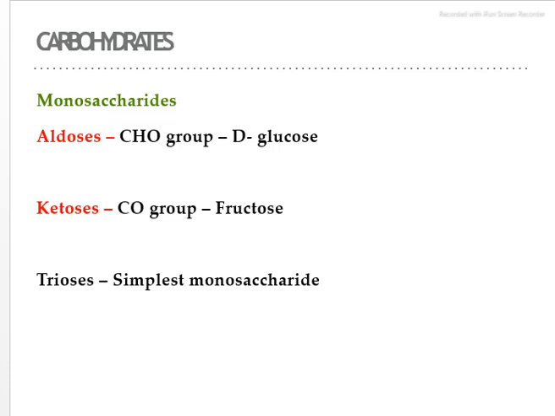So there are two types of sugar, aldose sugar and ketose sugar. Aldose sugars have a CHO group or aldehyde group as a functional group. Example is D-glucose. In the case of ketoses they have a CO group or keto group as a functional group. Example is fructose. The simplest monosaccharide is trioses.